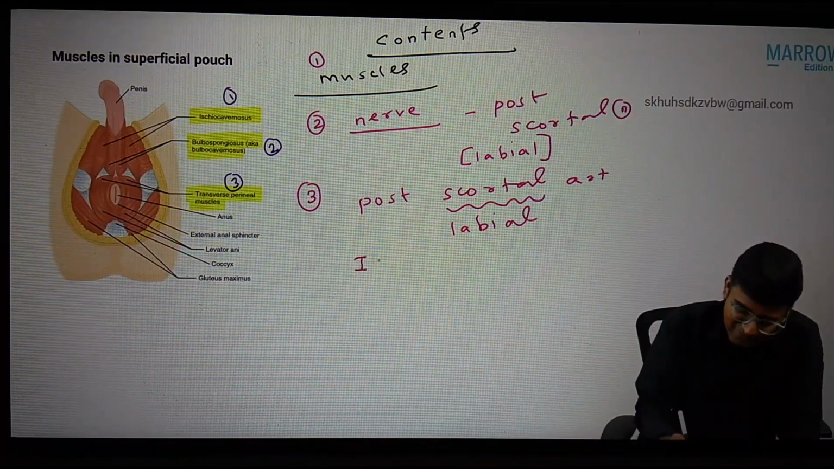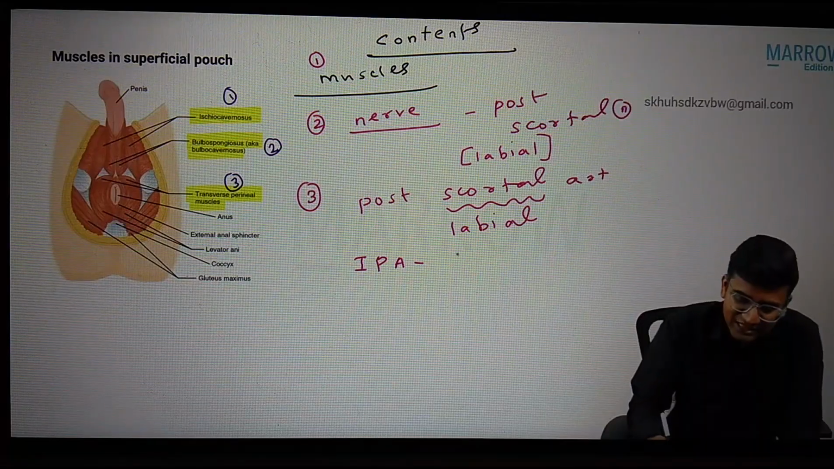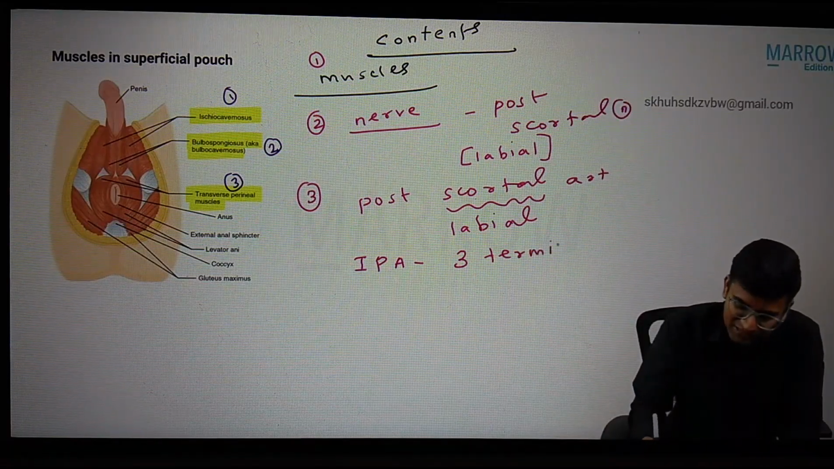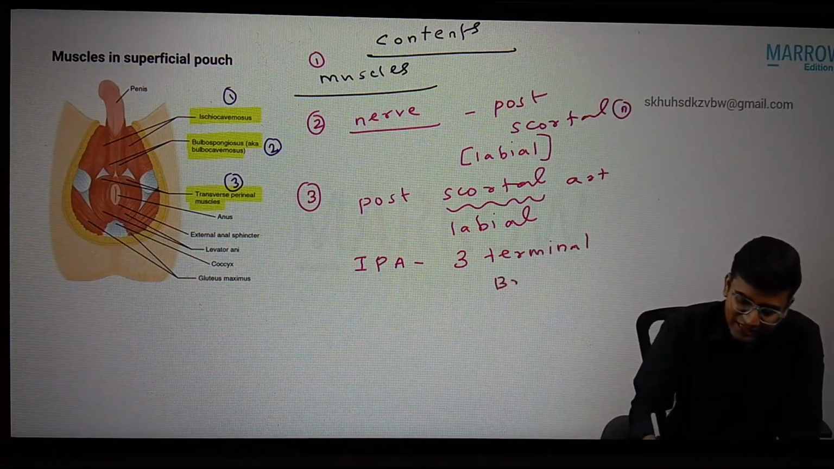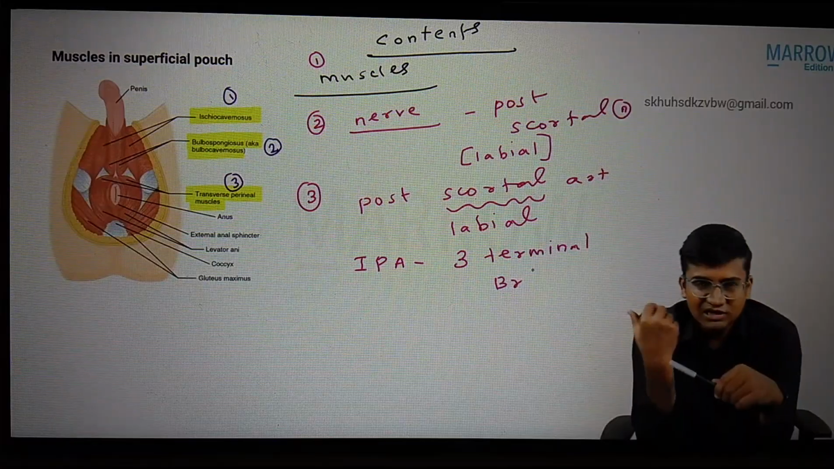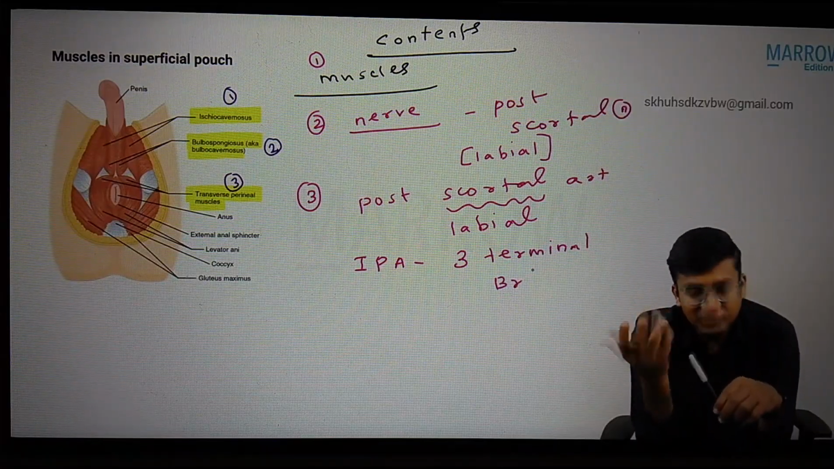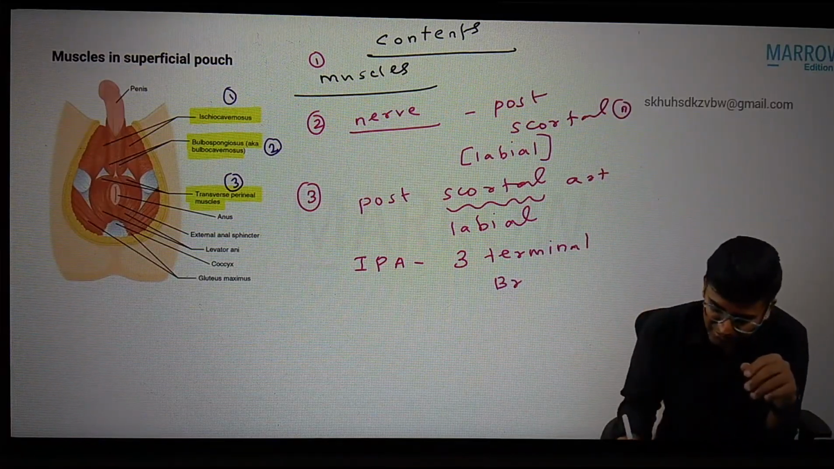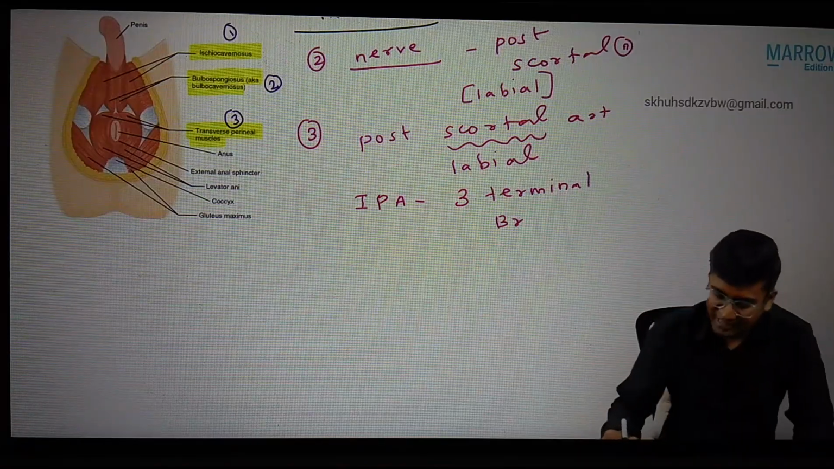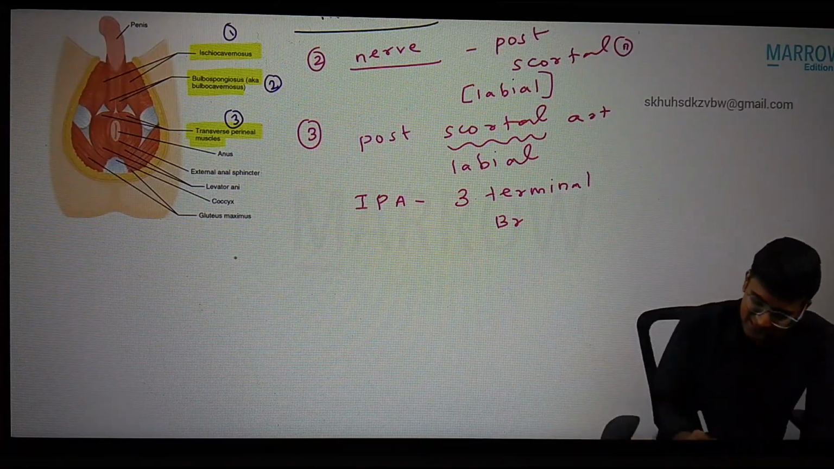And same, internal pudendal artery, the three terminal branches: deep artery of penis, dorsal artery of penis, and artery to the bulb of penis. Same.